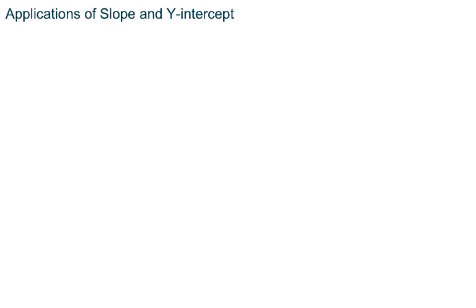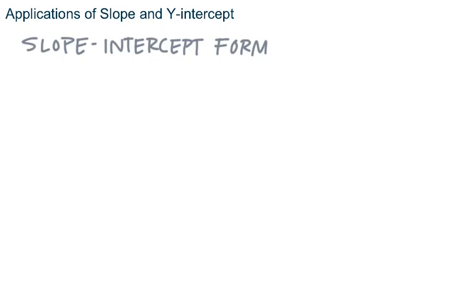In this video, we're going to look at two examples dealing with the application of slope as well as using the y-intercept in an application problem. Recall, slope-intercept form is y equals m times x plus b. So m, that coefficient multiplied by x, represents slope, and then b represents the y-intercept.